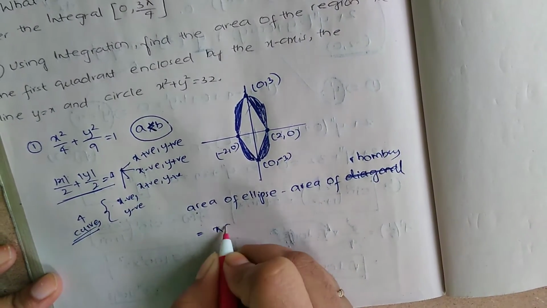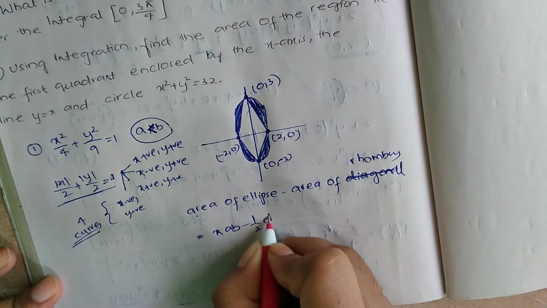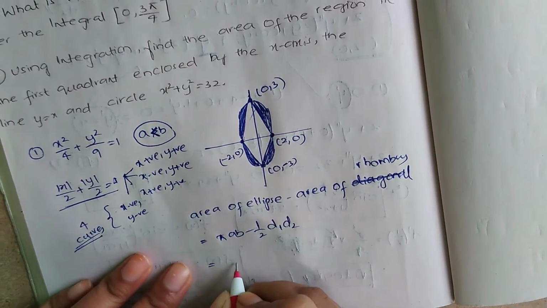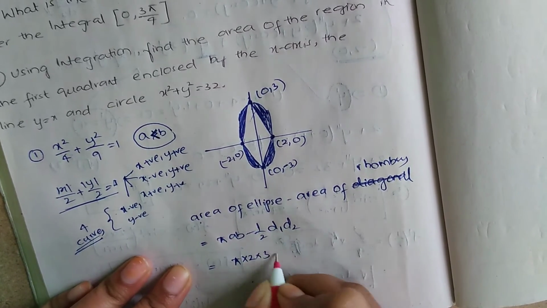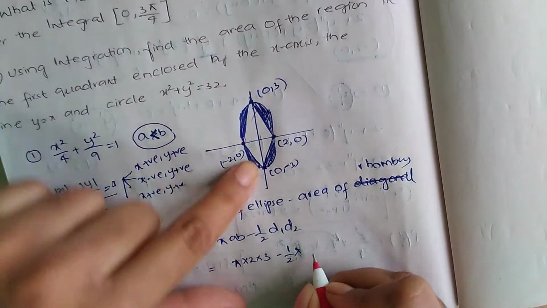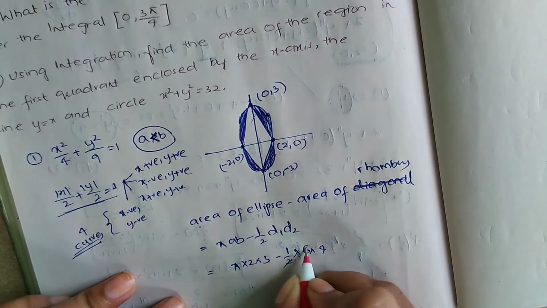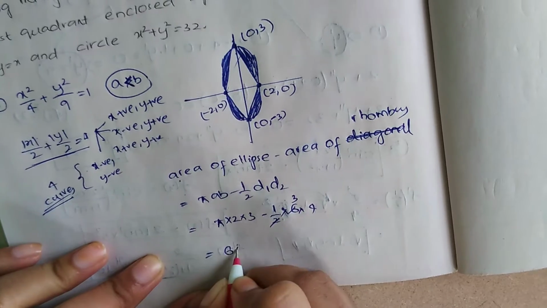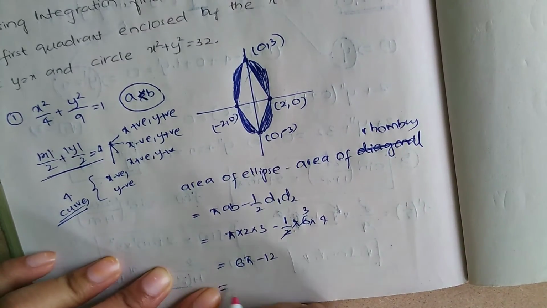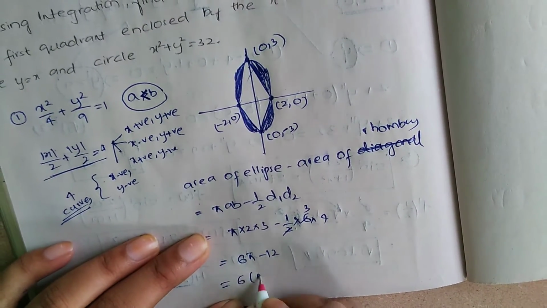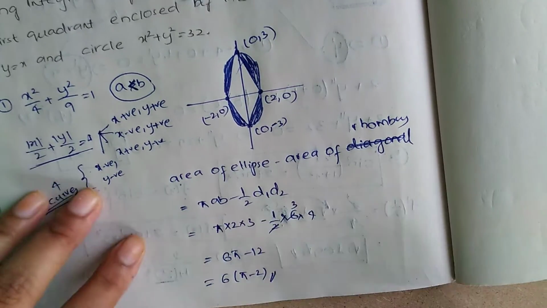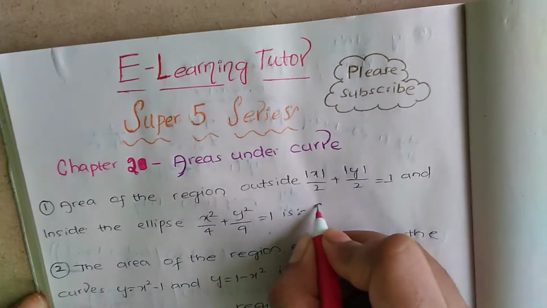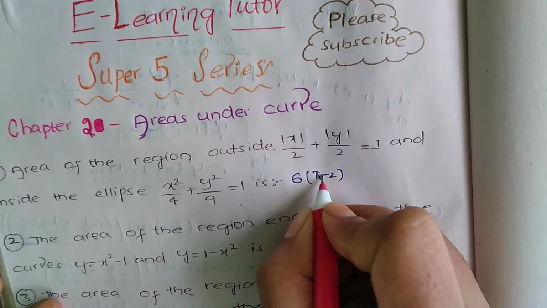What is the area of the ellipse? Pi a b, minus half d1 d2. Okay, substitute all the values: pi times 2 times 3 minus 1/2 times 6 times 4. What do you get? 6 pi minus 12. What can you write it as? 6 times (pi minus 2). Simplification is up to you according to the options. So this is our answer: the area is 6(pi - 2).